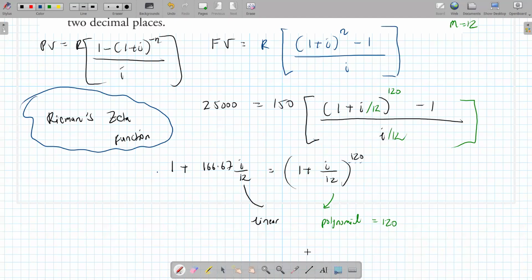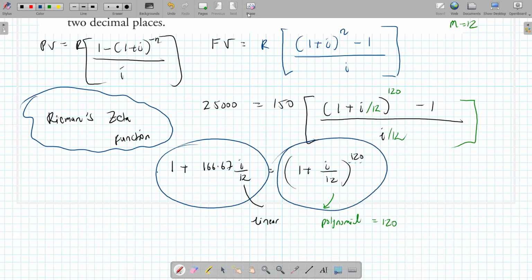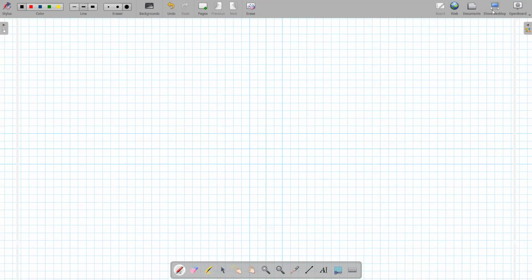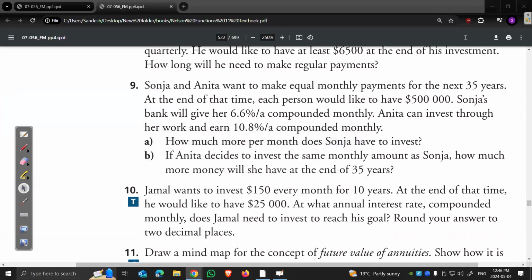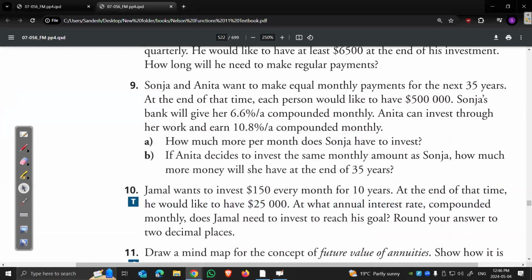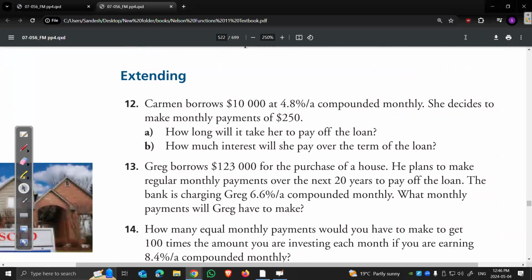There's no easy way to do this by hand. I'm surprised it asked you here, probably because they want you to use Excel to do this. In Excel, the idea is the same. You just put this in one cell, put this in another, and you click solve. It'll give you 6.3%. Desmos is easier though. So there we go, that's how you do this one. No easy way to do by hand.